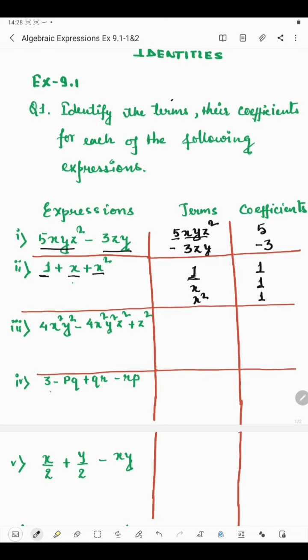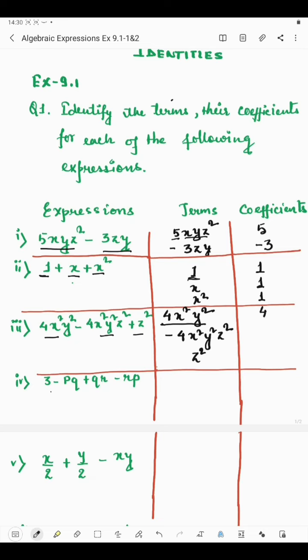Now coming to the third part. In the third part we have three terms, because in between the minus sign and plus sign are there. So plus and minus separate the terms. The terms are 4x square y square, minus 4x square y square z square, and z square. Now we will write the coefficient of 4x square y square. Here x square y square is present 4 times because it is multiplied by 4, so the coefficient is 4.